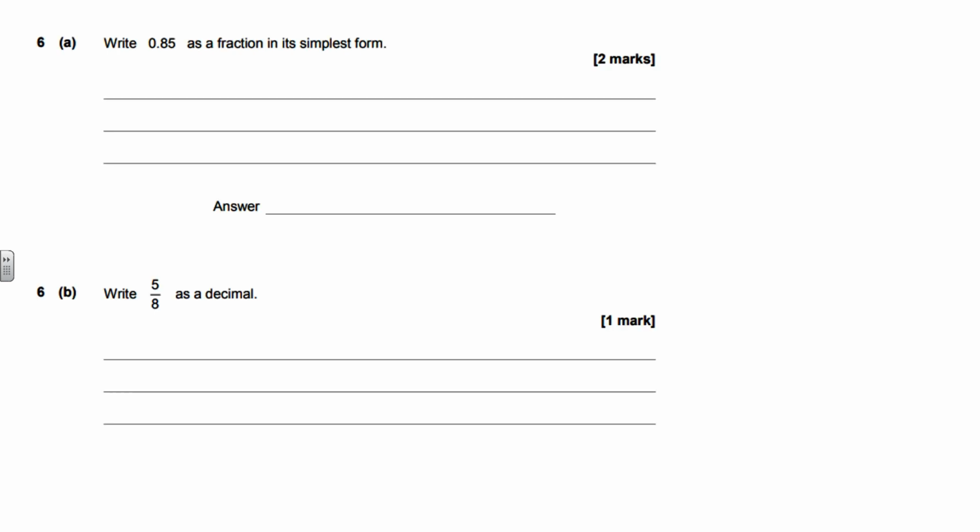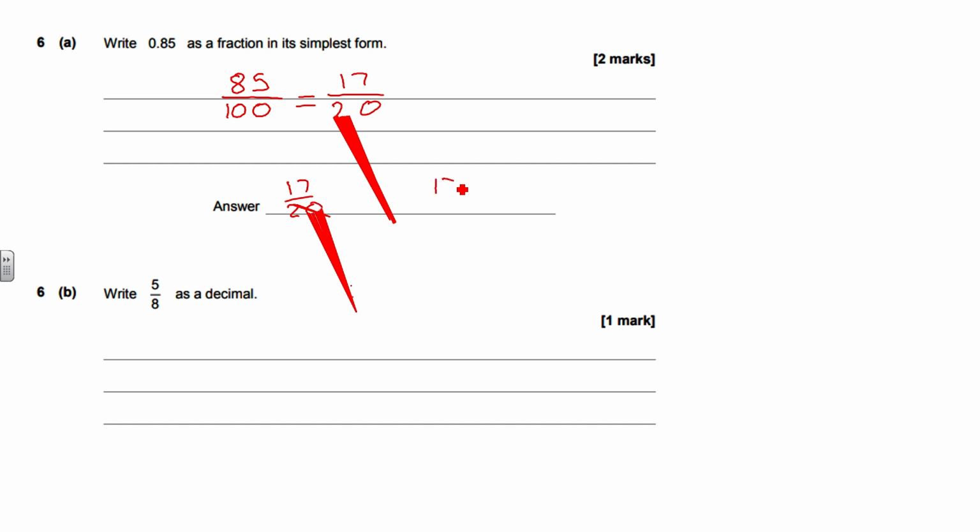Question 6a, write 0.85 as a fraction in its simplest form. Any two-digit decimal can be written as that two-digit decimal out of 100. Both of these numbers will divide by 5. 100 divides by 5 to give 20. Lovely effect on the writing there. And then how many 5s in 85? Well, it's 16 in 80 plus 1 is 17. So 17 20ths.